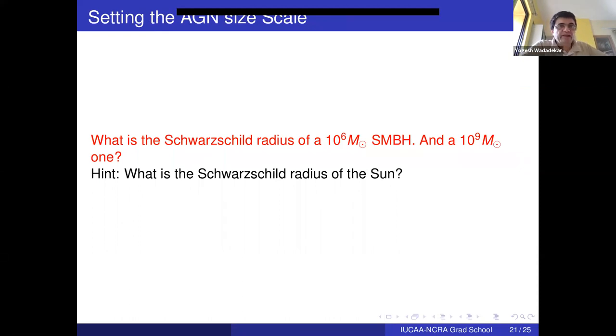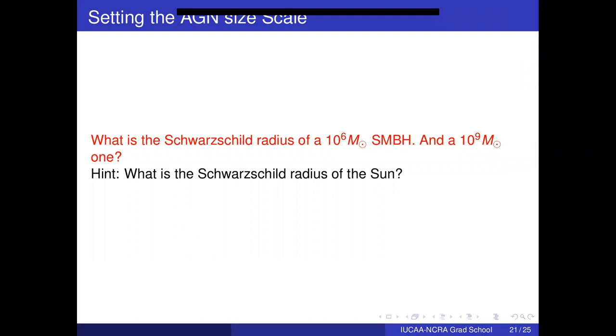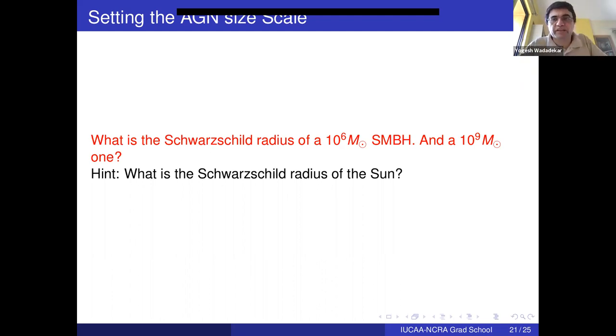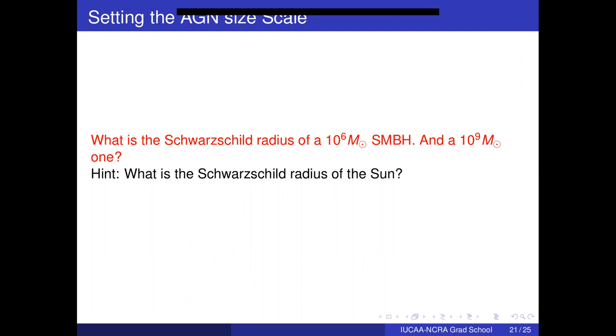Okay, before we end, I'll just cover one topic and we will stop, which is the setting of the AGN size scale. If you look at AGN, how big are they? We already said that AGNs have a supermassive black hole at their center, which is between 10 raised to 6 and 10 raised to 9 solar masses. So what is the Schwarzschild radius of such a black hole? What is the Schwarzschild radius of the Sun? Does anyone know? Around 2-3 meters? No, that is too small. It's actually 3 kilometers.